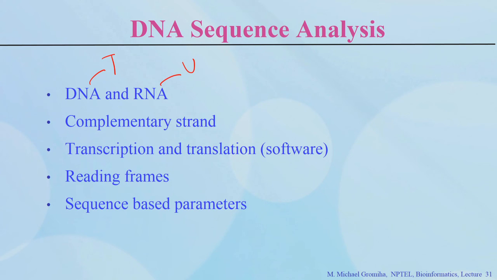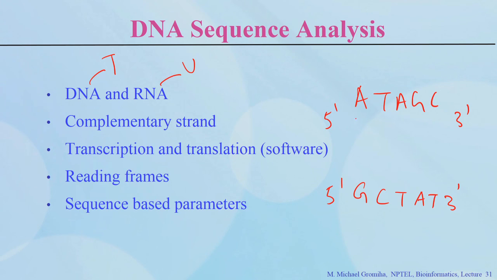Then we discussed the complementary strand. We get this AGC, if it is 5 prime to 3 prime. What is the complementary strand in the 5 prime 3 prime? G C T A T. First we get this strand, the same 3 prime 5 prime, then we invert it. So, we change the direction, then we change the sequence.